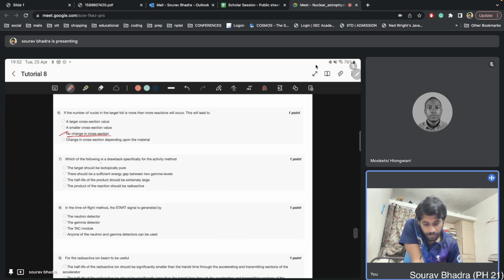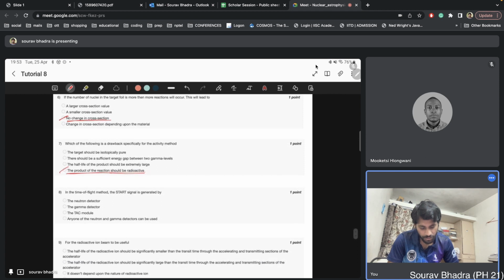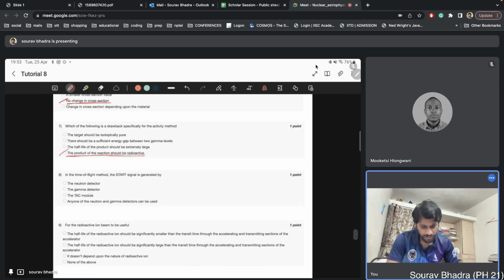Question 7: which of the following is a drawback specially for the activity method? The drawback is that the product of the reaction should be radioactive, because activity is always associated with radioactive materials. So it is also a drawback. Just go through those theoretical backgrounds which have been taught in the week 8 material. You will understand those answers. I will not go deep into these things.